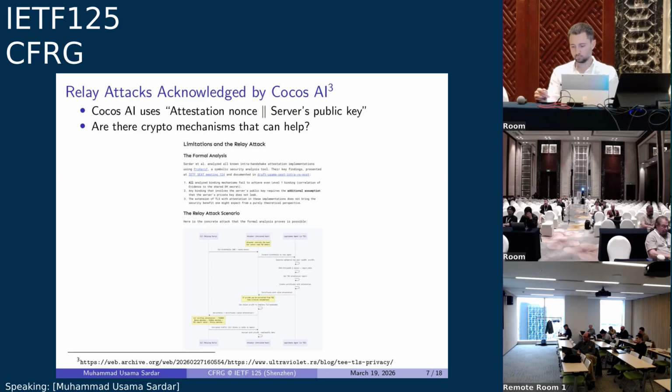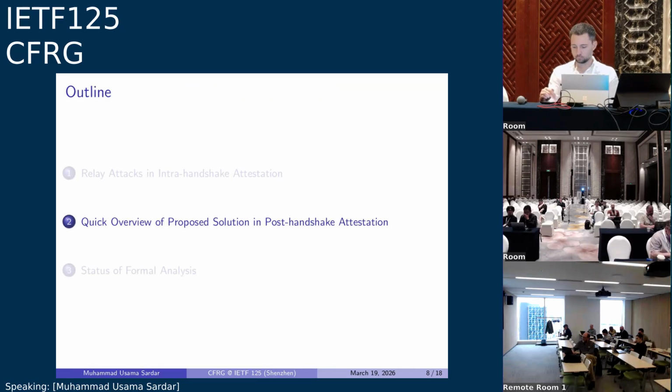So the whole security argument is based on that, and we reported that attack to various implementers. Specifically, CoCo CI is one of those which actually uses a combination of the attestation nonce and the server's public key as the binder for the two protocols, the remote attestation and the TLS protocol. They replicated what we proposed, and the attack that we showed them from ProVerif. There are a few nits that we disagree on, but in essence, they have acknowledged all the attacks.